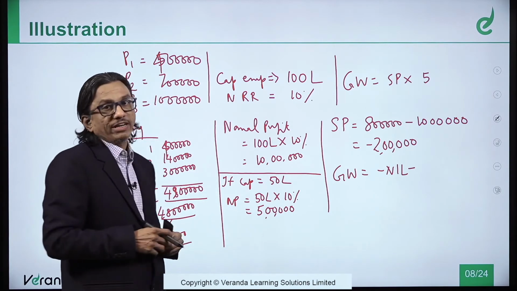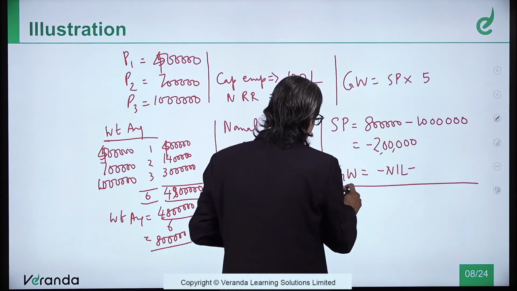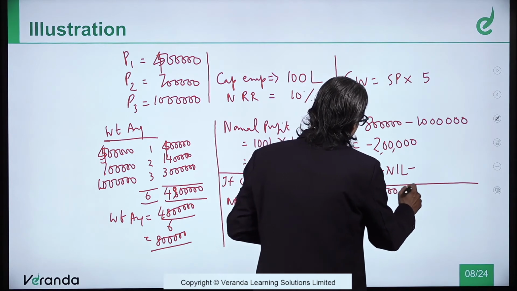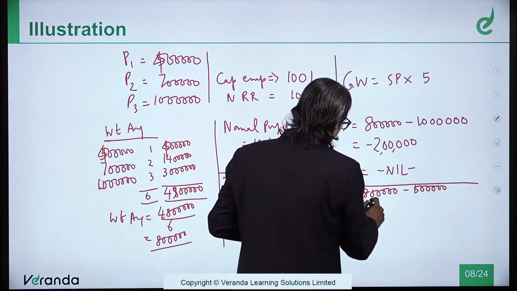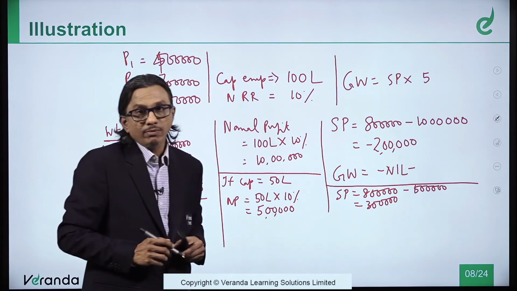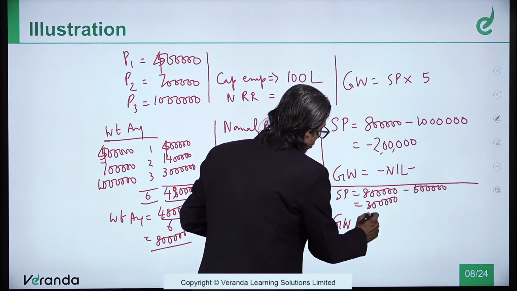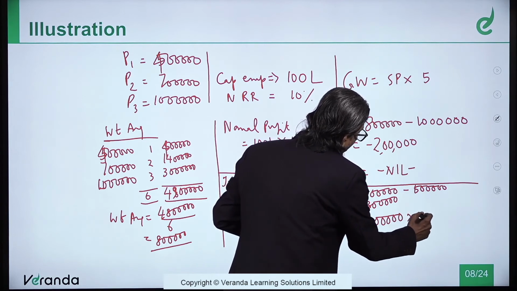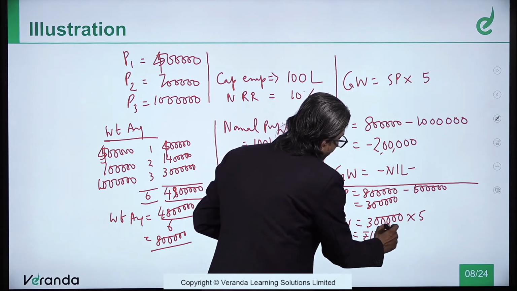Now what is the super profit in that case? In that case, super profit will be 8 lakhs average profit minus 5 lakh normal profit. Therefore, you are making a super profit of 3 lakh. It is positive. Now only you have to multiply the super profit by number of years to get the value of goodwill. So, goodwill is equal to 3 lakh into 5, that is equal to rupees 15 lakhs.